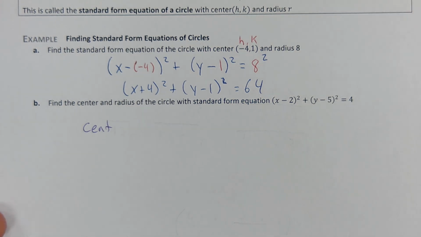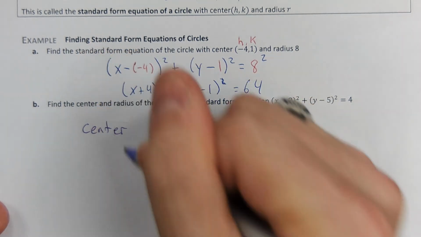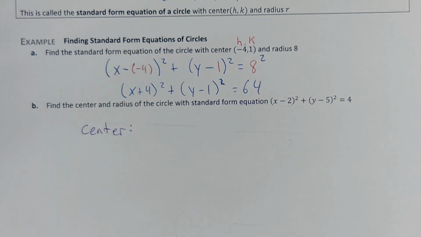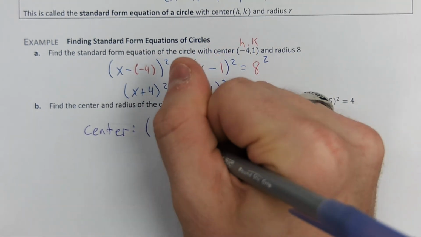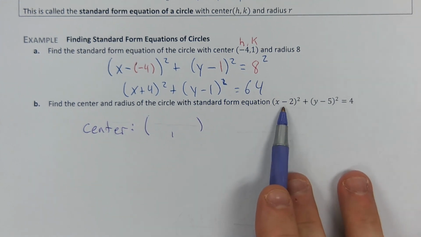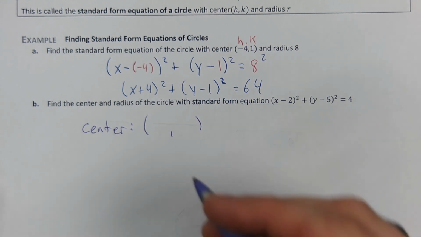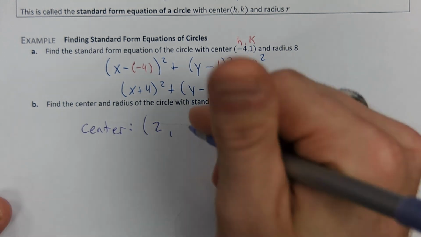Switch over to purple. Ooh, looks like blue. On my paper, they look really different. Our center, it's not center equals, don't do that. It's like center colon, okay? It's going to be what makes the inside of the parentheses equal 0. That just means switch the sign. So what makes this equal 0? You can say it. 2. Yeah, because 2 minus 2 is 0. And what makes this equal 0? 5. Yeah, 5 minus 5 is 0.